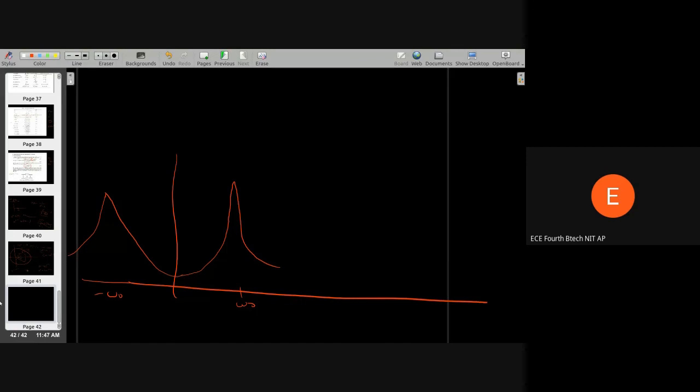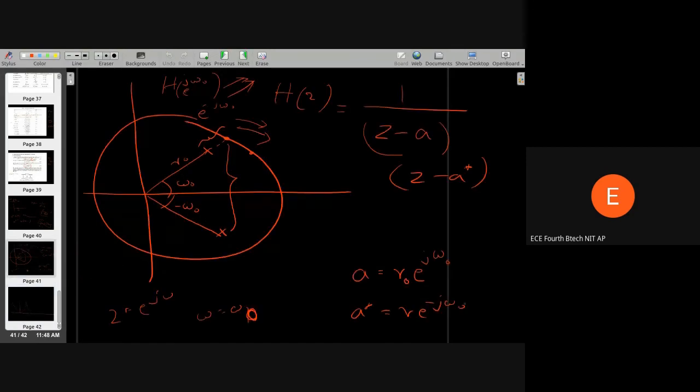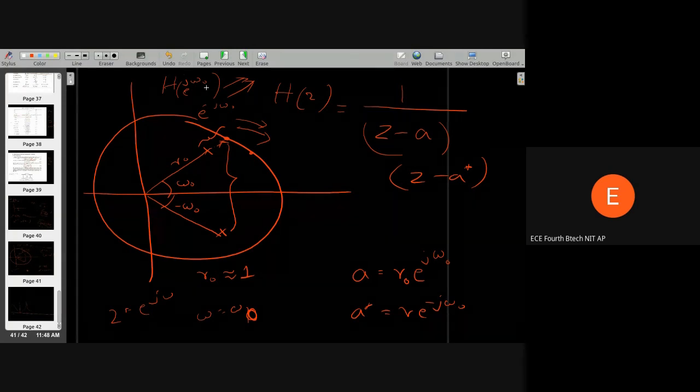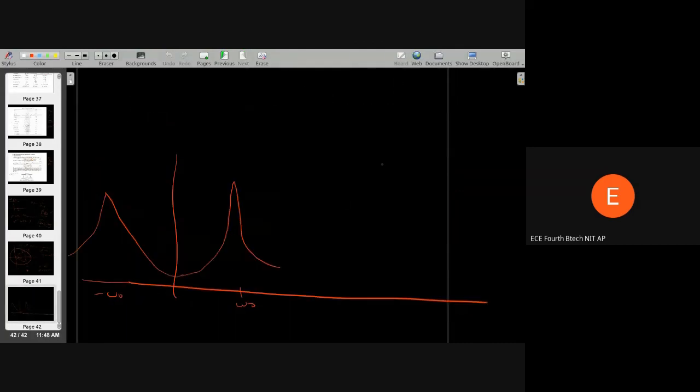And this happens when this R naught is very, very near to 1. If R naught becomes very close to the unit circle, this distance is very low, and H(e to the power j omega naught) goes to very high values. Then we call such a system a resonator, and these frequencies are called resonant frequencies.